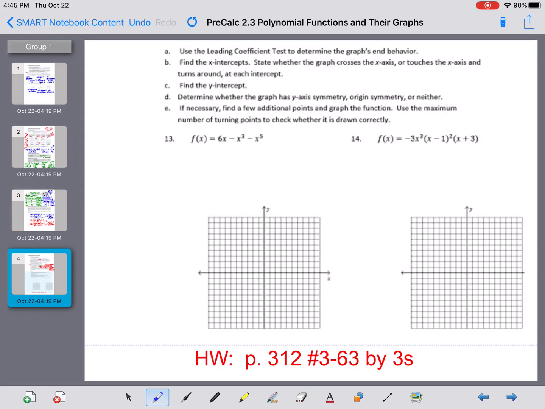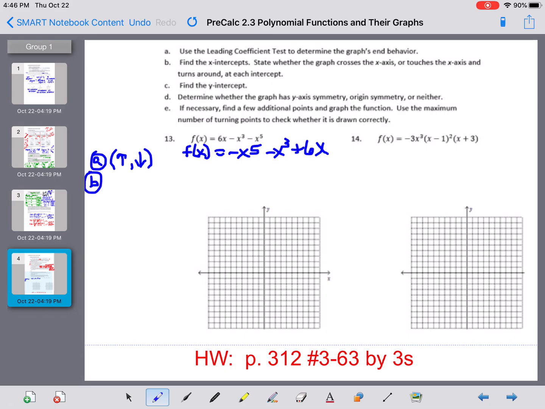On this first one, the very first thing I need to do is put it from highest to lowest power: negative x to the 5th minus x cubed plus 6x. You have to keep the signs in front of the terms. First, the leading coefficient test. It's odd, which means the ends are going to go opposite. And because I have the negative in front, I'm going to start high and end low, opposite of what it normally does.